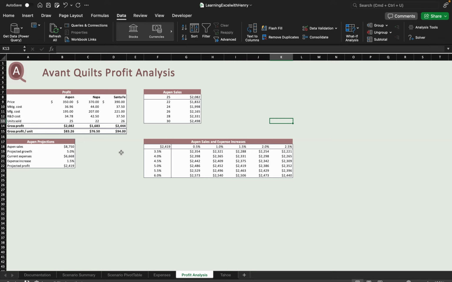So yeah, this is good for finances, if you're working with numbers or data or analyzing growth projections. So yeah, that's it.